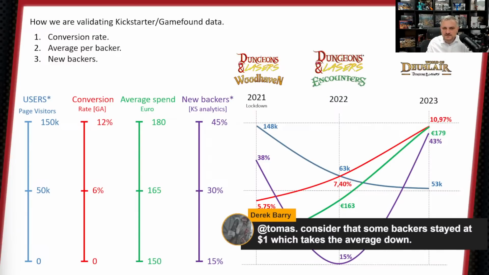That is correct. But we always compare. This is also correct on one thing. If you have too many $1 backers, this means the people are kind of interested in the product but not convinced. If you don't have many, this means the people were much more convinced about backing the project instead of just sitting on $1 and seeing what happens.